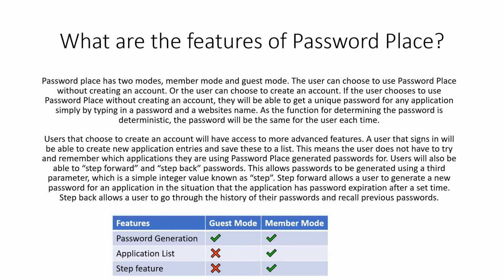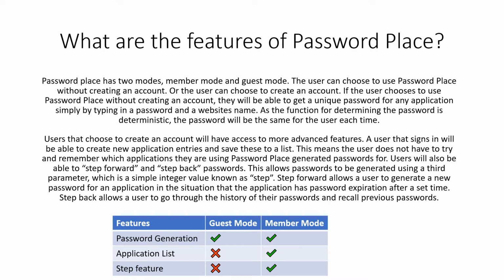The user can choose to use Password Place without creating an account, or the user can choose to create an account. If the user chooses to use Password Place without creating an account, they'll be able to get a unique password for any application simply by typing in a password and an application name. As the function for determining the password is deterministic, the password will be the same for the user each time.